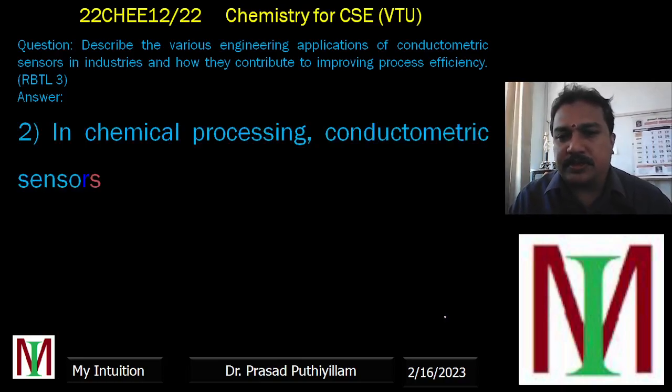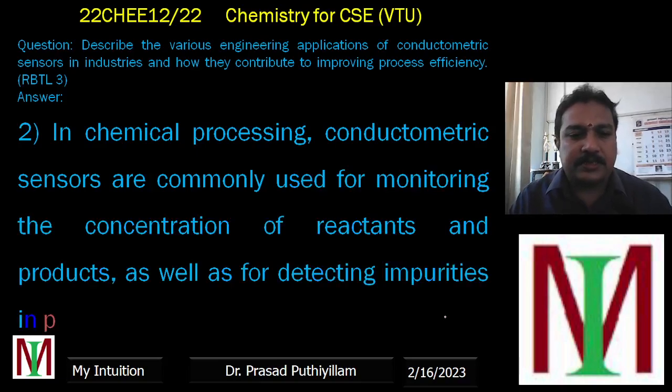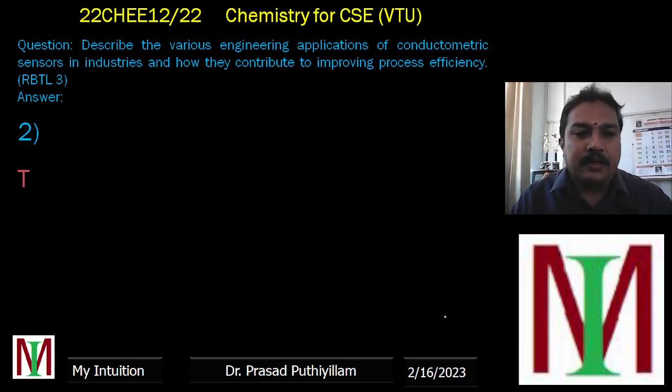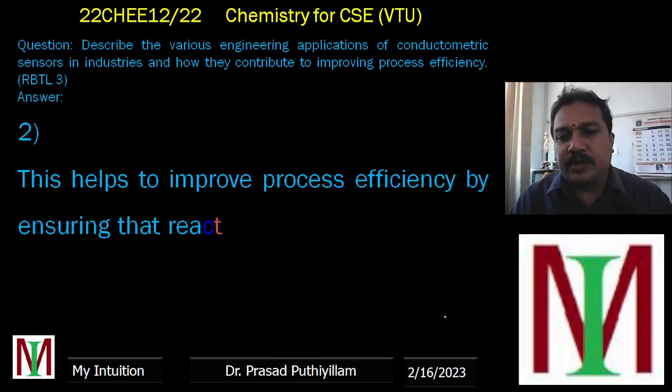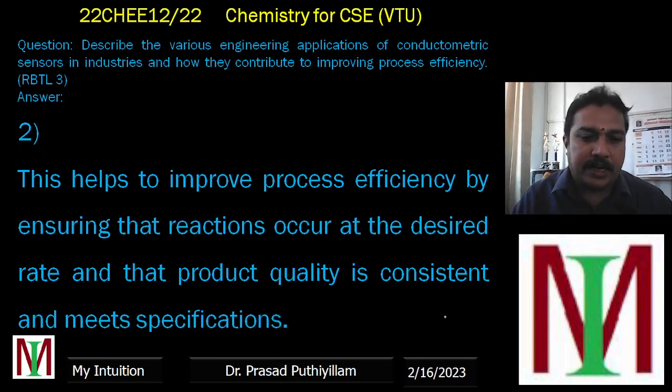In chemical processing, conductometric sensors are commonly used for monitoring the concentration of reactants and products, as well as for detecting impurities present in a reaction or in a process stream. This helps to improve process efficiency by ensuring that reactions occur at the desired rate and the product quality is consistent and meets the specification.